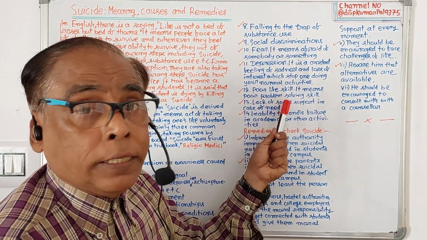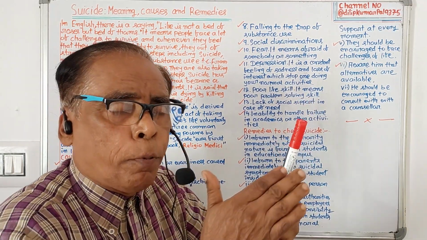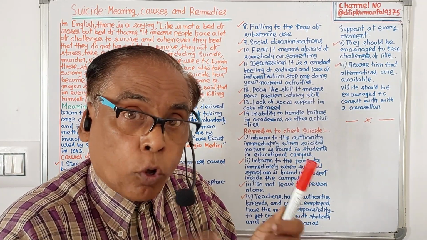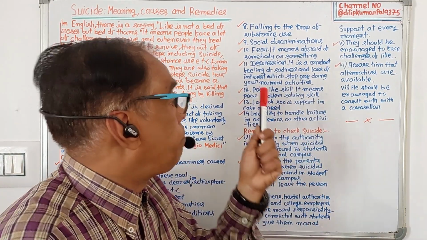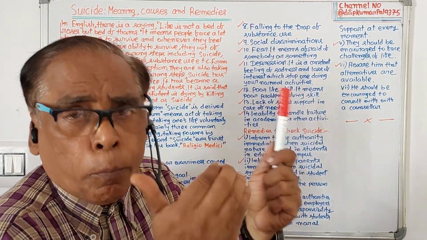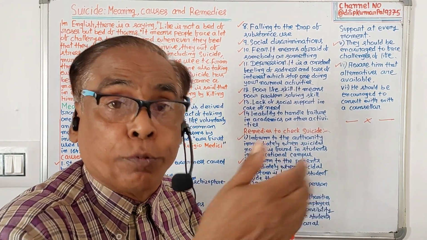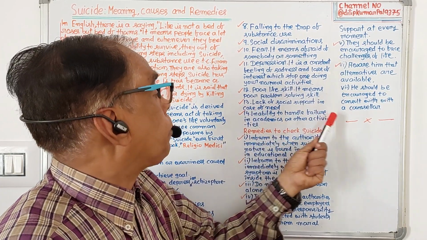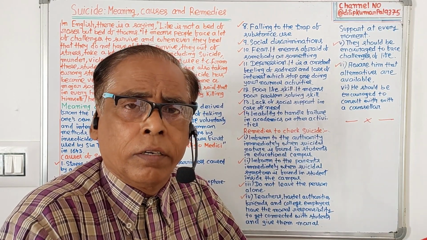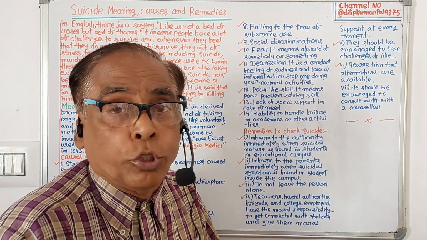Then poor life skill, it means poor problem solving skill. Whenever a person has poor problem solving skill, whenever a person is unable to solve problems, he does not have the skill to solve problems, at that time he also opts for suicide. Lack of social support in case of need. Whenever a person does not get support from anybody at the time of need, he opts for suicide.